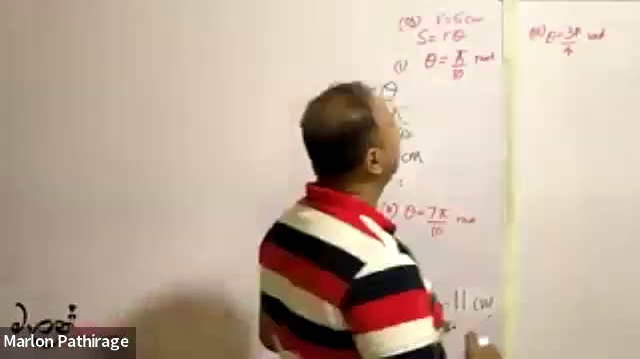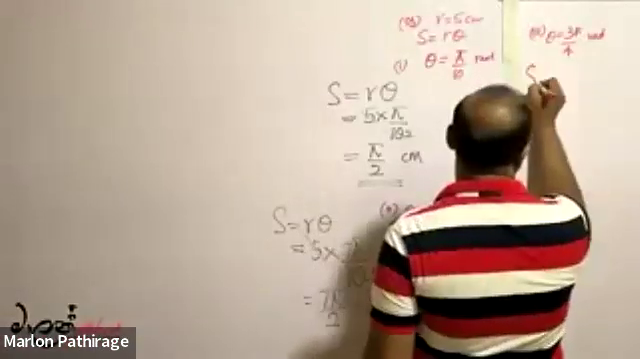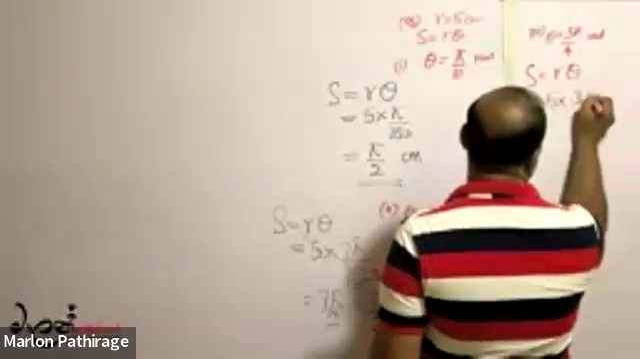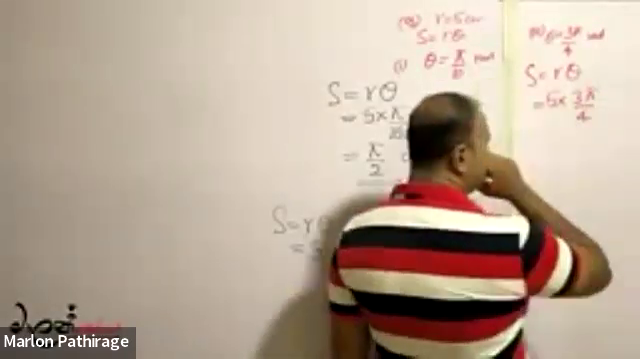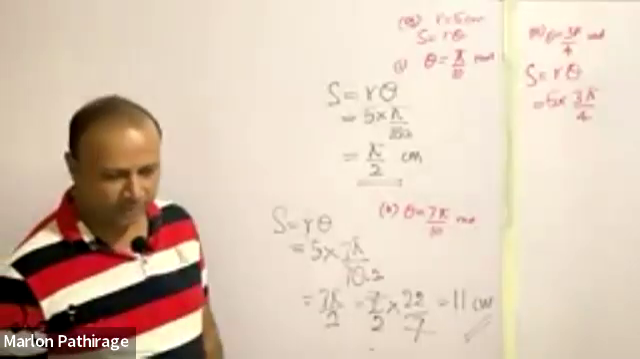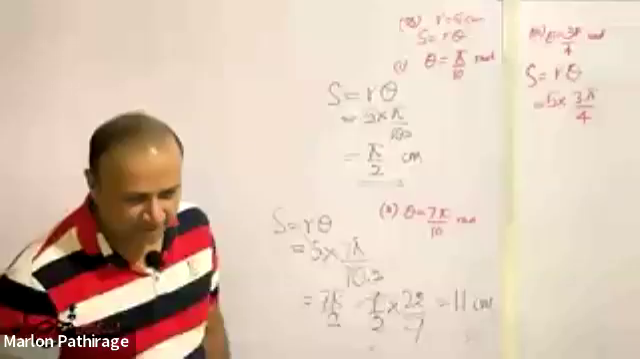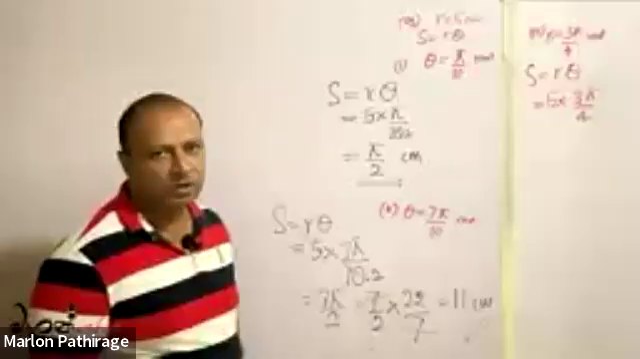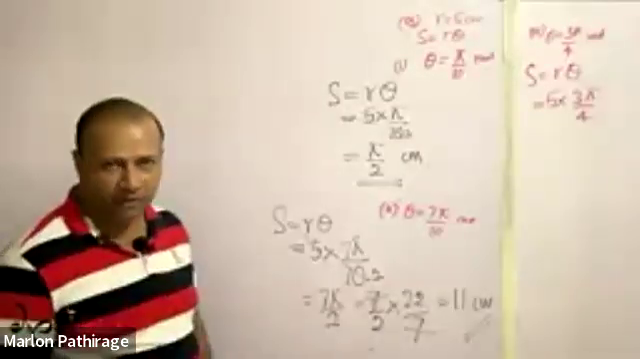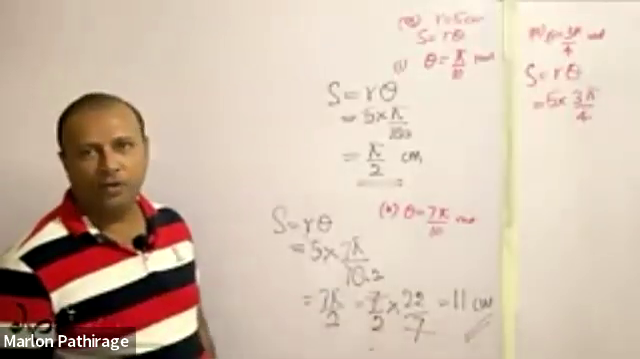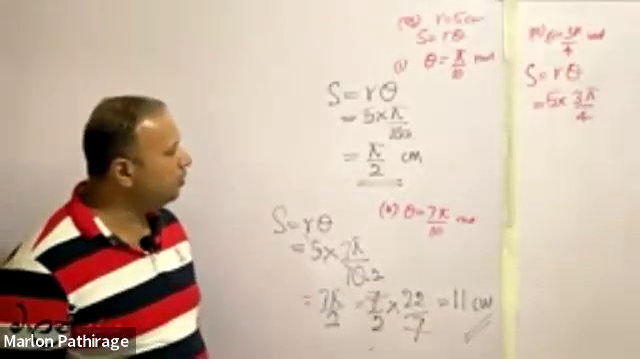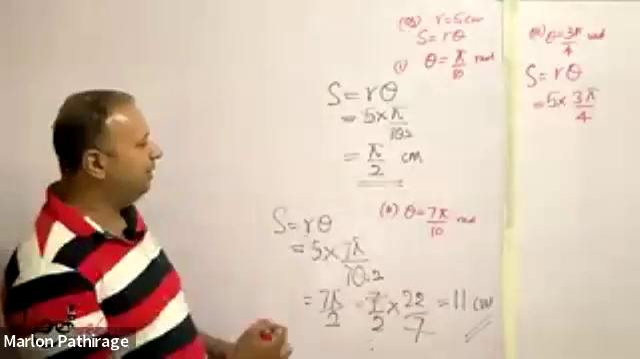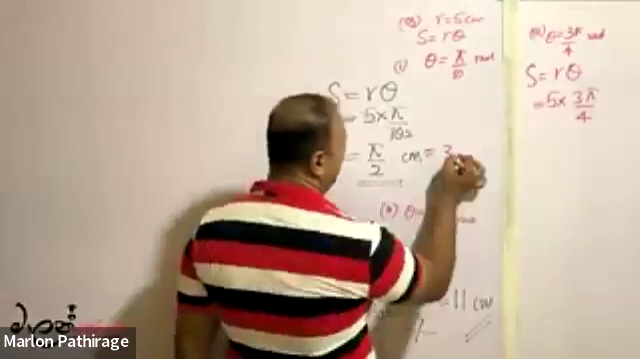Here, S is equal to R theta. R is 5 centimeter. Theta is 3 pi over 4. You can use 22 over 7 instead of pi, then you can simplify. Or otherwise, you can use 3.14. This is equal to 3.14 over 2.